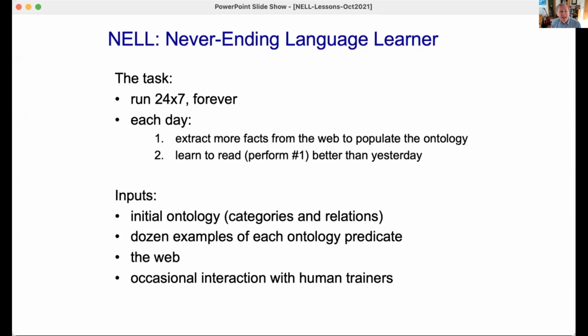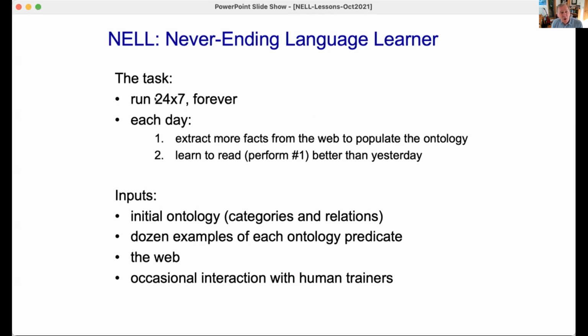Here is the task that we gave it. The goal is for the system to run continuously, a continuous learner. By the way, I'll just remark that despite the huge uptick in the number of research papers and projects on continuous learning, there are very few systems that continuously learn. So much of that research is on different components of the problem, but there are very few integrated systems that run 24/7 forever.